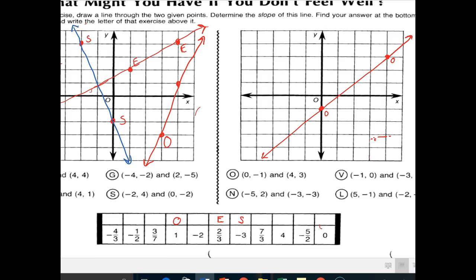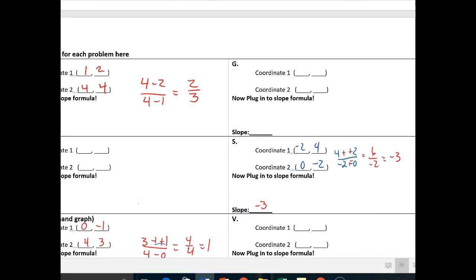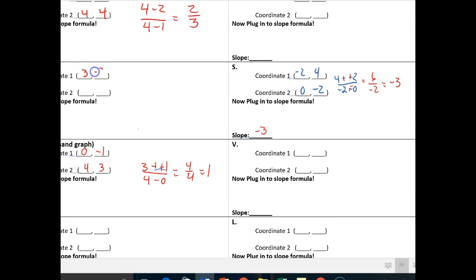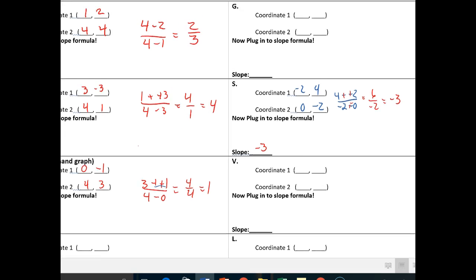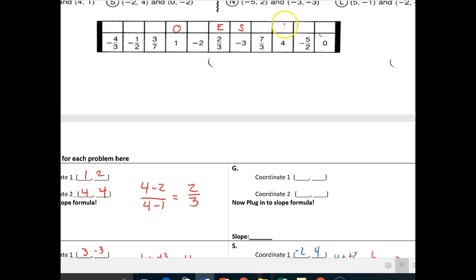And then you're going to find the second O on the back, 3, -3, 4, 1. And so it's this one right here, 3, -3, 4, 1. And then just use the slope formula. 1 minus -3 over 4 minus 3 gives you 4 over 1, which gives you a slope of 4. So write down the slope of 4, and then you find 4, and you're going to put an O there.